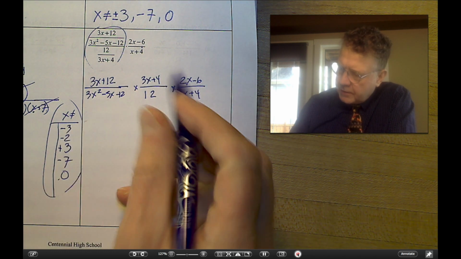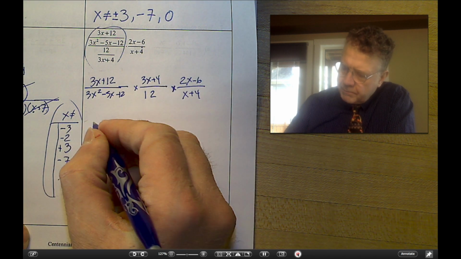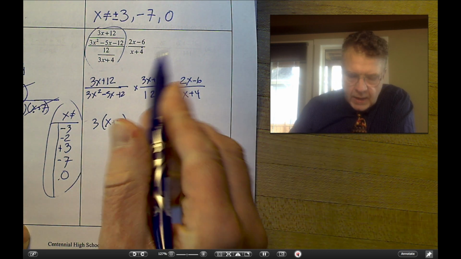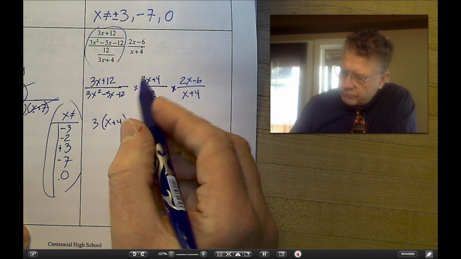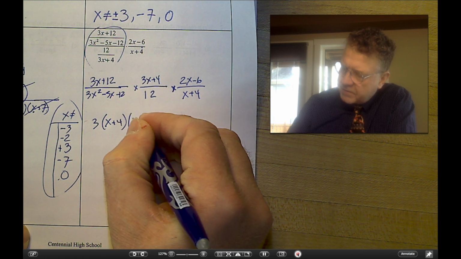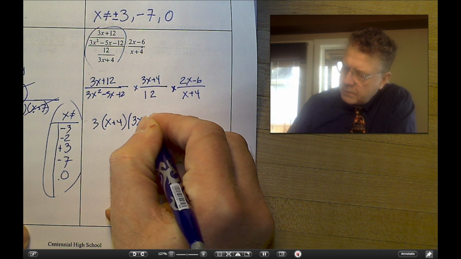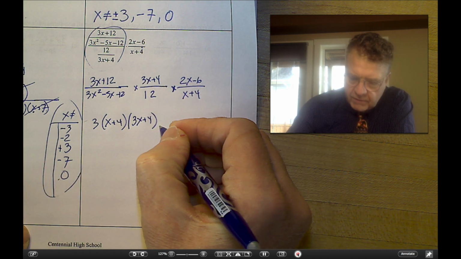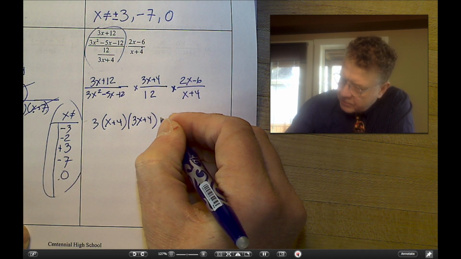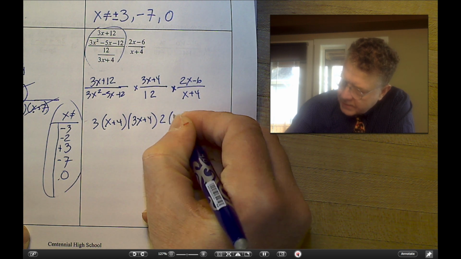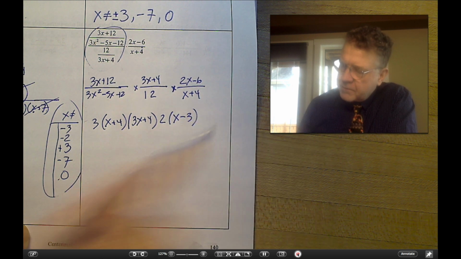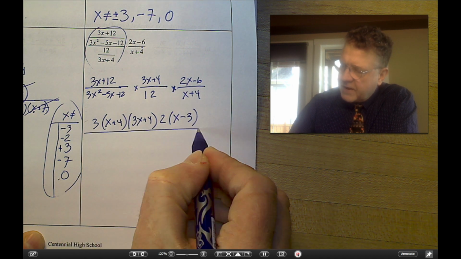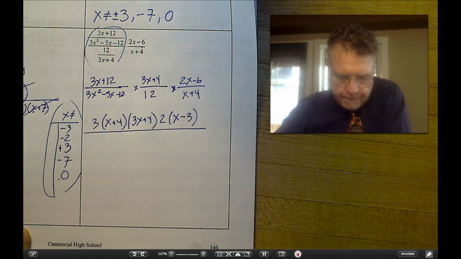So what do I got here? I can pull a 3 out of here. Well, there's not much I can do with the 3x + 4, so I have to keep it. And I can pull a 2 out of the 2x − 6, so 2(x − 3), okay? So I've pulled the 2 out of here, so there you go. I've simplified and factored as much as I can in the top.